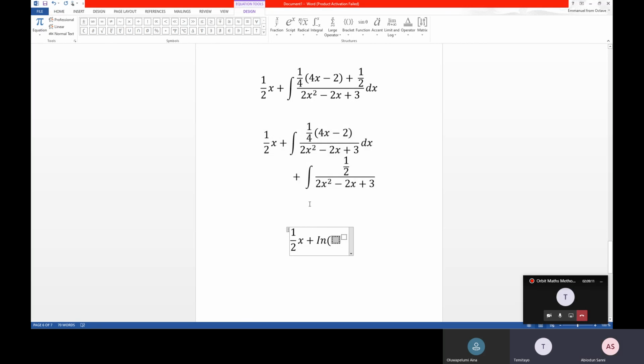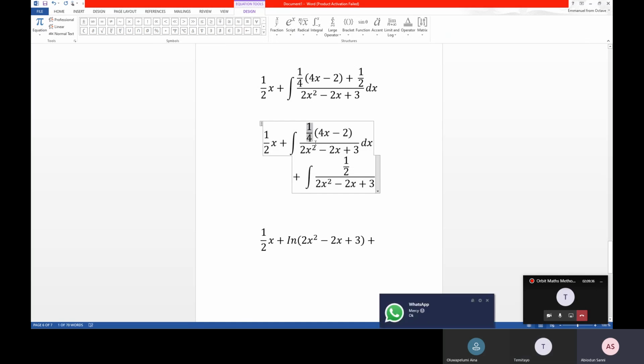So it's going to be ln of 2x squared minus 2x plus 1/4. You forgot to put the 1/4. Okay, I didn't put this one. Okay, so let me copy this. This at the back. Okay, good.